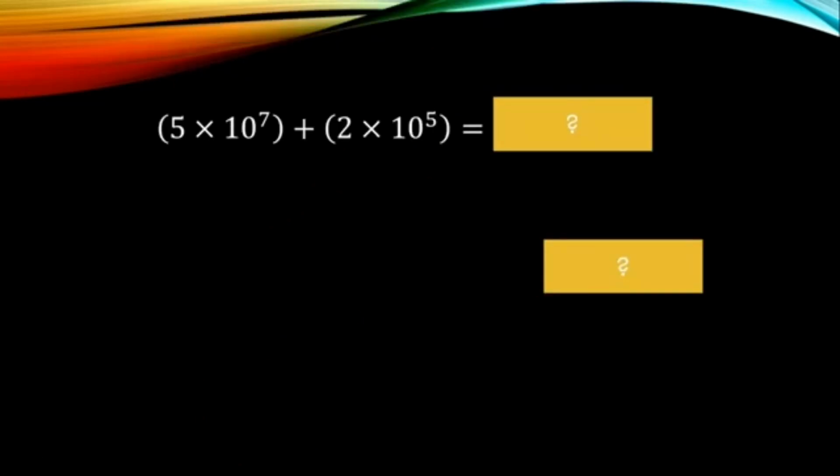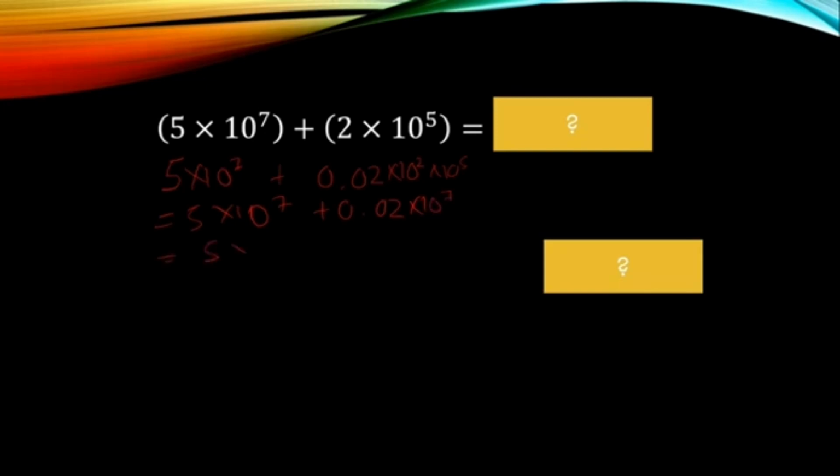5 times 10 to the power 7 plus 2 times 10 to the power 5. You can see there's a radical change here. But since it's addition, it is better to convert to this form. So that would be 5 times 10 to the power 7 plus 0.02 times 10 to the power 2. This is the same as this, times 10 to the power 5, which would be equal to 5 times 10 to the power 7 plus 0.02 times 10 to the power 7, which is now very easy.